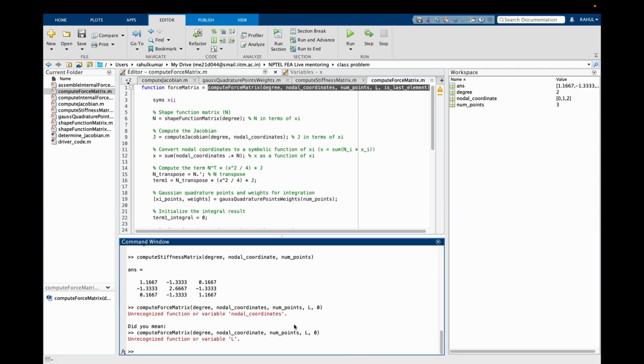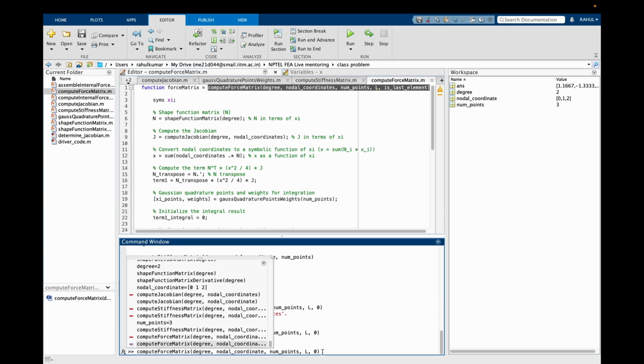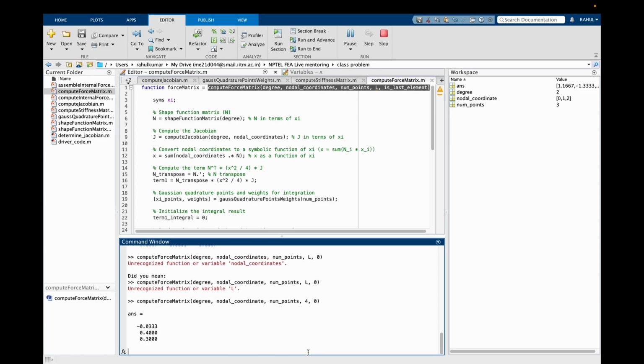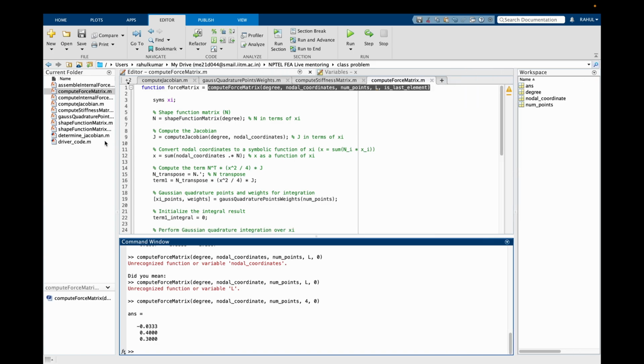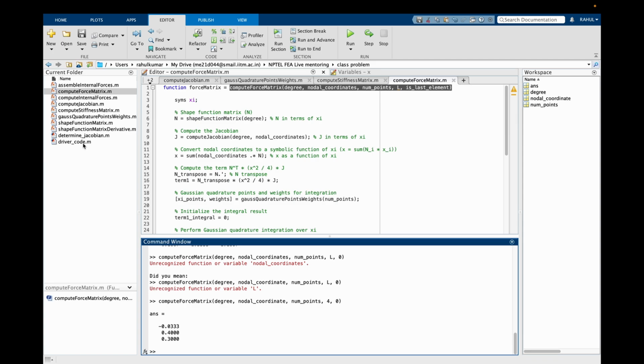L, I should write 4. Here you can see that this is the contribution of the force of the first element. Here it is not adding. Now if I change the nodal coordinate, number of points, degrees, we will write the same, then automatically the last term will contribute. Now we will move to the driver code.